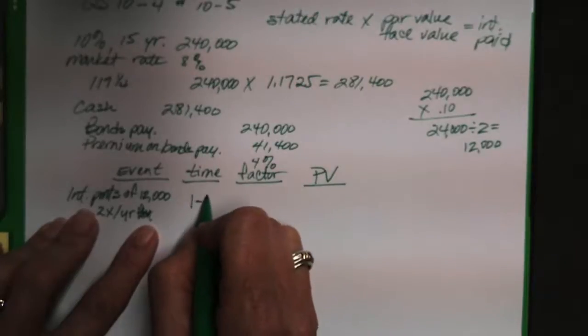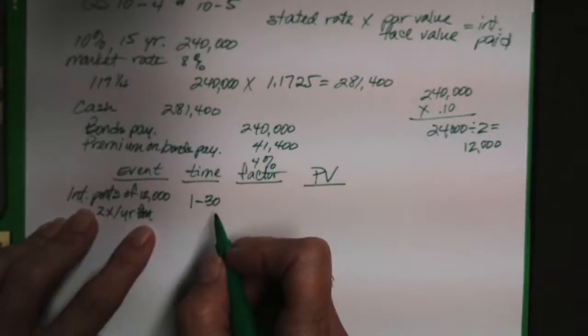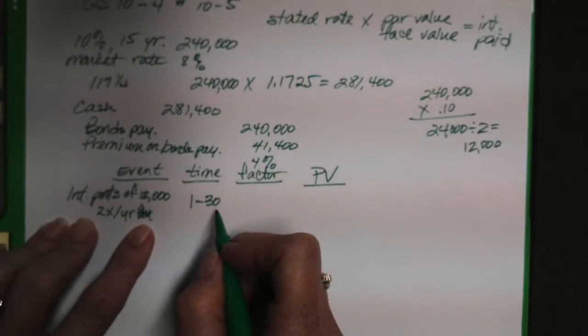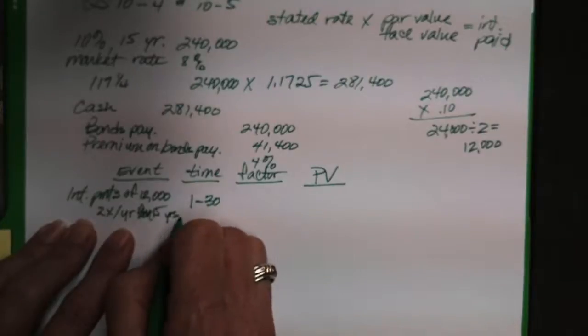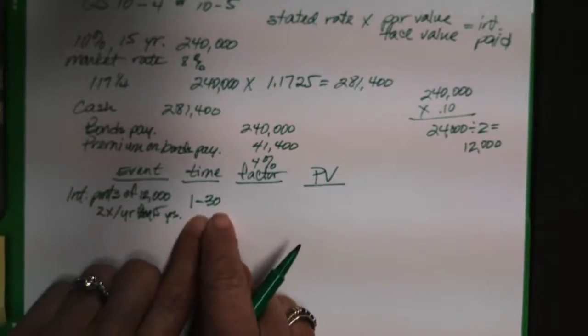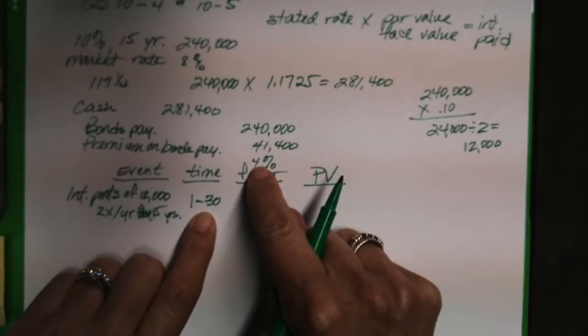So that's 30 six-month periods. 30 half years. Okay? 15 years, 30 half years. So if I'm using half years, then I use half the interest rate.